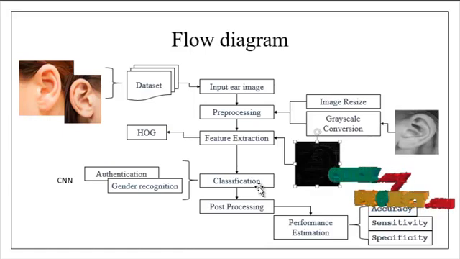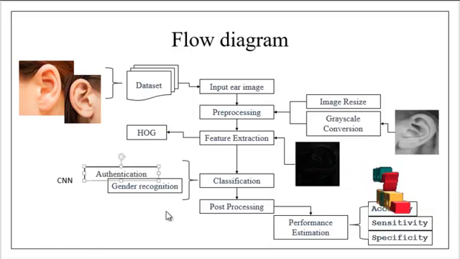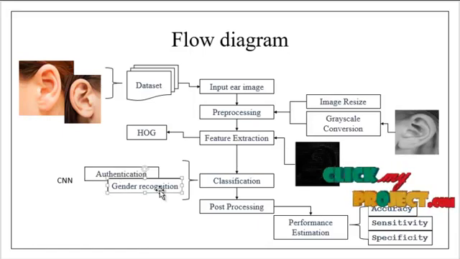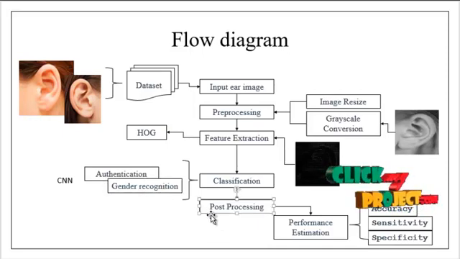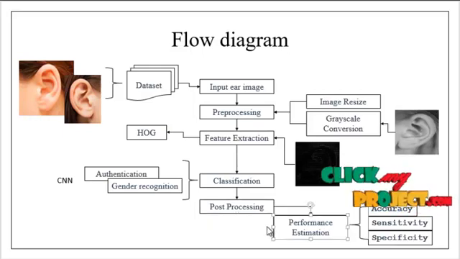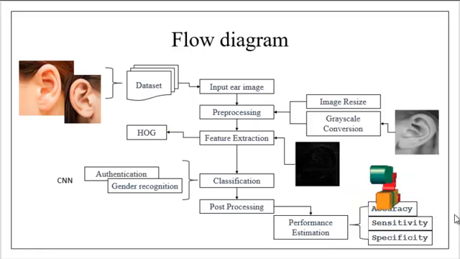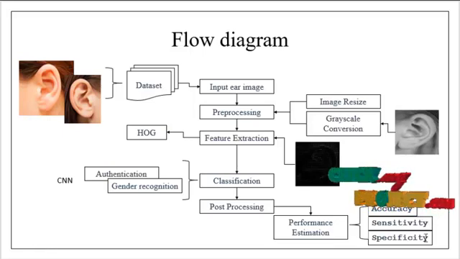In this classification, deep learning is used to classify whether the input ear is authenticated or not. The first primary objective of the project is to detect whether the person is authenticated or not. Then the secondary thing is the gender classification, whether the input is male or female. After this, in post-processing, the results will be displayed according to the authentication result. Then finally the performance estimation, where we estimate the performance like accuracy, sensitivity and specificity. If the accuracy is above 90 to 94.5%, the process is considered to have achieved good results.